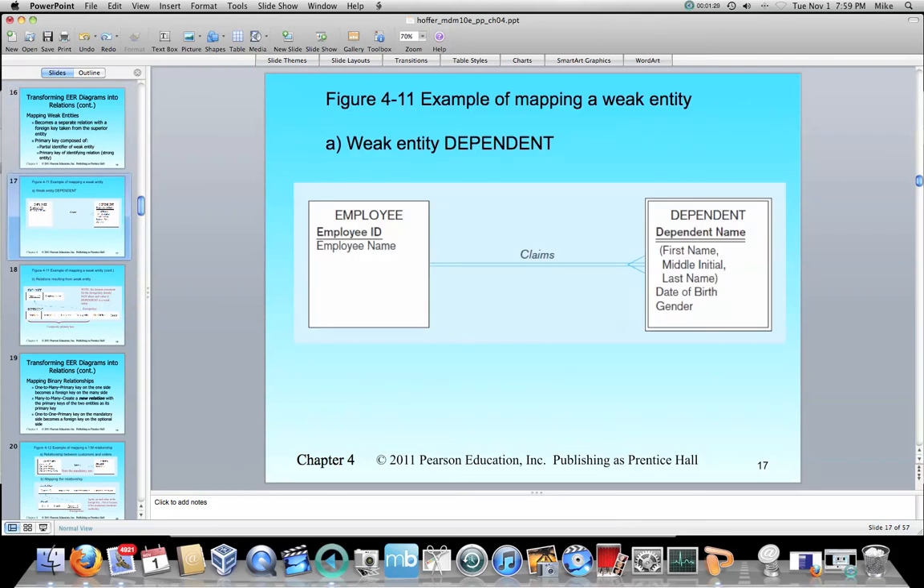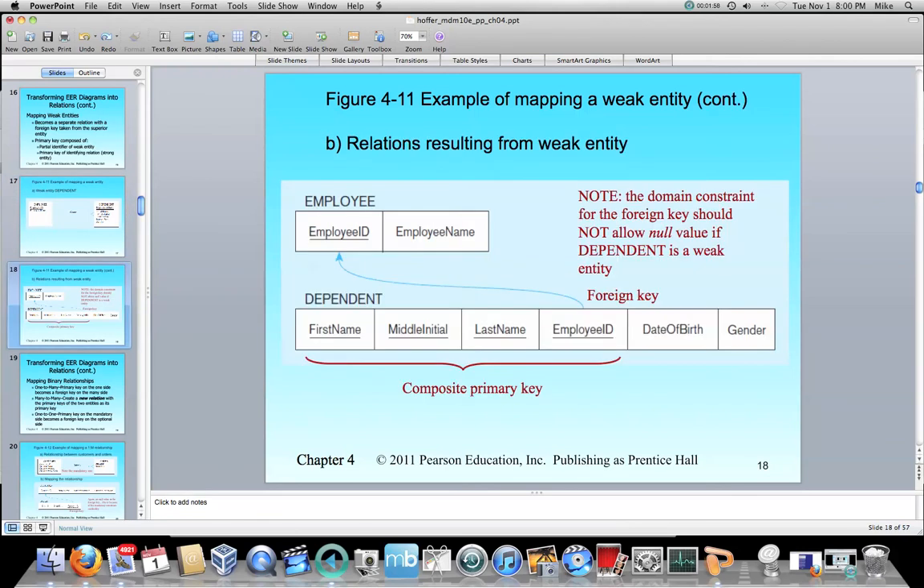If we look at a diagram like this where we have employee and dependent, we have employee ID and the employee name. The employee is going to claim one or many dependents, right? In this case, we only have the maximum cardinality, so it's one or many dependents. The dependent name is made up of first name, middle initial, last name. They have date of birth and gender. So when we convert these into relations, they look like this.